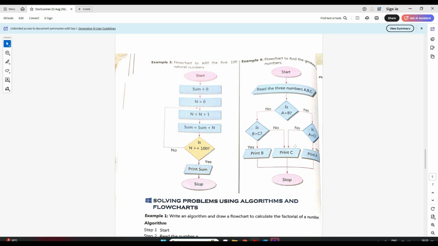Is it clear? This is a very simple one. I don't think so. It's very complicated. They are just checking. Just see this yes and no. See, here they are checking if A greater than B. If it is yes, then they are checking if A greater than C. If it is yes, this is also a yes. That means A is the greatest. So they are printing A.